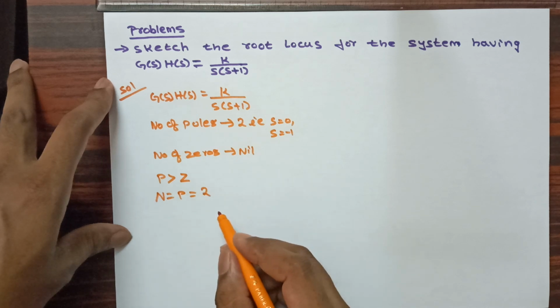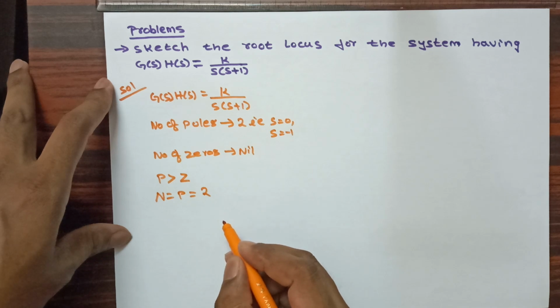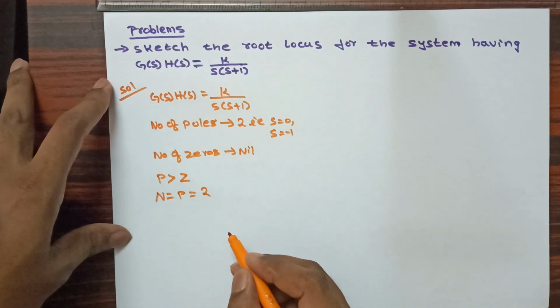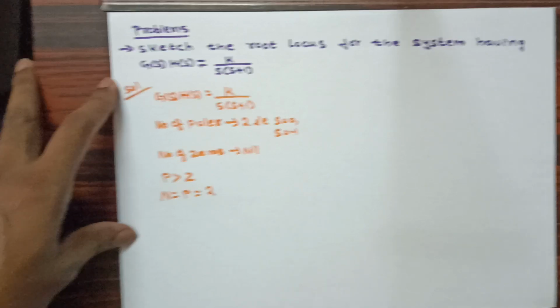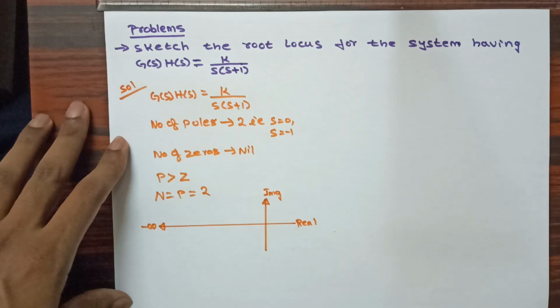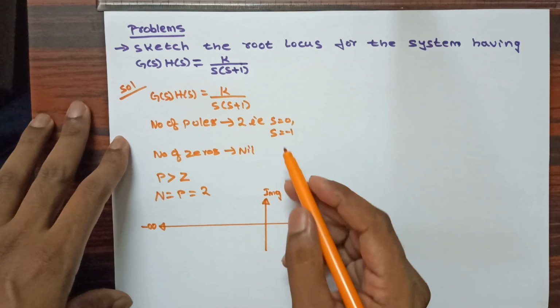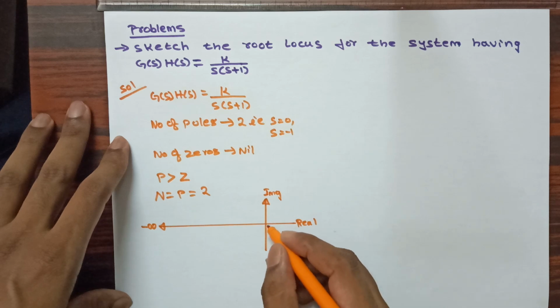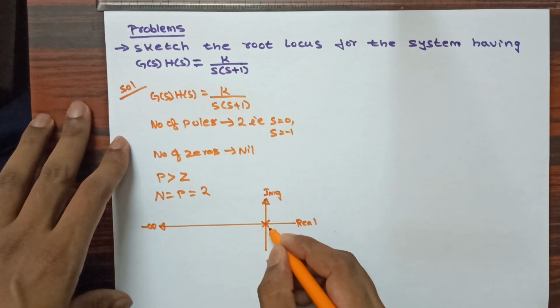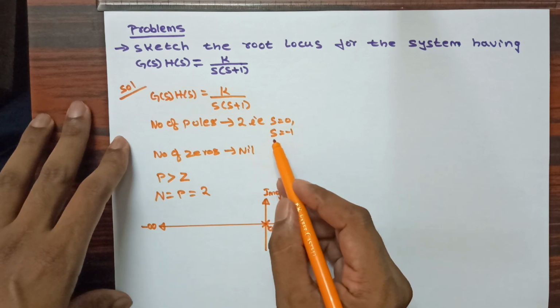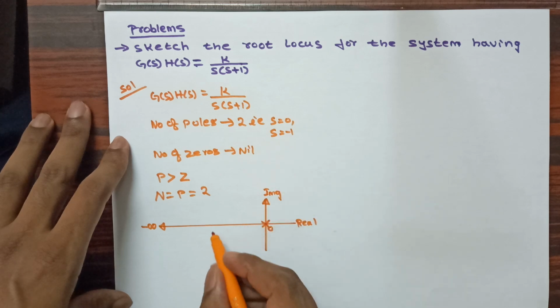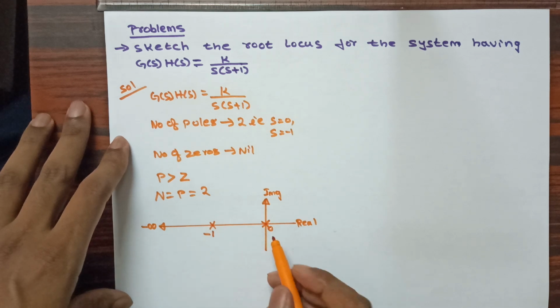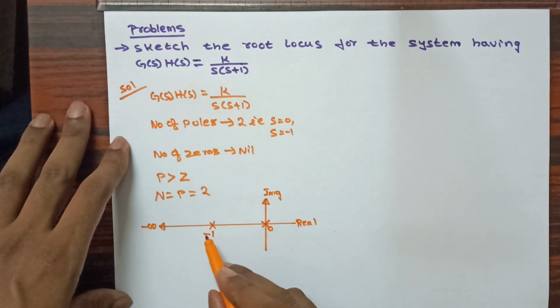Now next we are going to plot the pole zero plot. On this real axis we are going to consider the pole locations. The first pole location is s equal to 0, that is at origin. Then the next pole location is s equal to minus 1. Somewhere here I will show minus 1. Now two poles have been shown on the real axis.